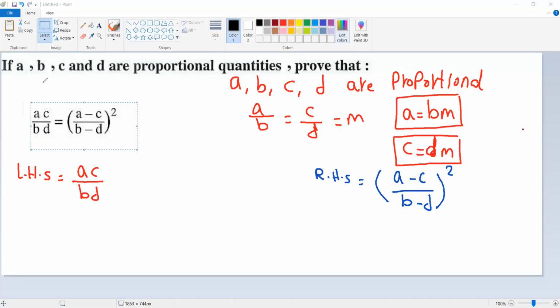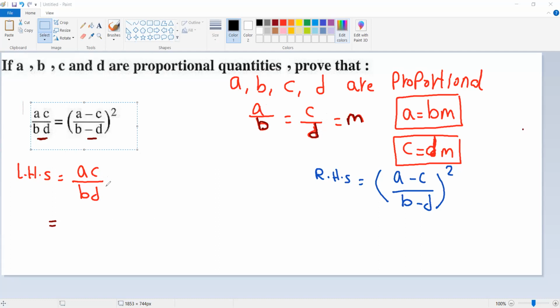The same idea here: A, B, C, and D are proportional quantities. Prove that. That's the left-hand side and this is the right-hand side. So the left-hand side is given as AC over BD. It's A multiplied by C. So write instead of A. A is BM because they are proportional. So A over B equals C over D equals M. So what is the value of A? A is equal to BM, and C is equal to DM.